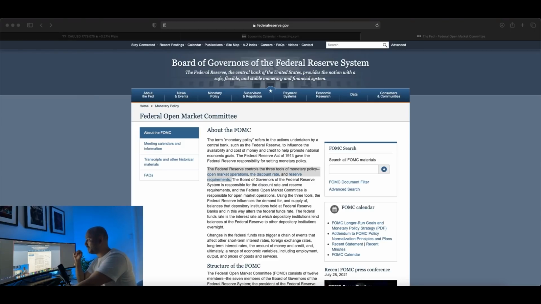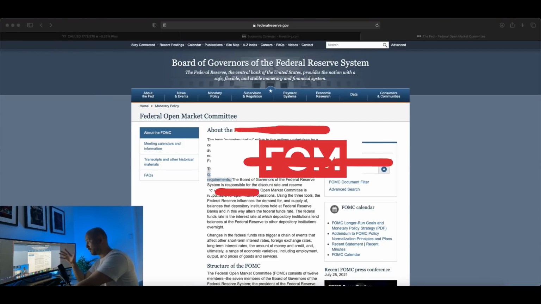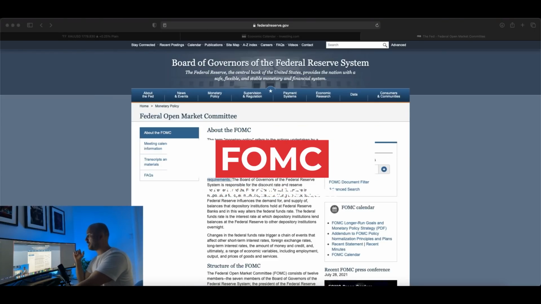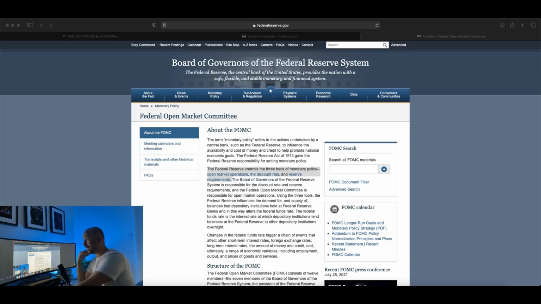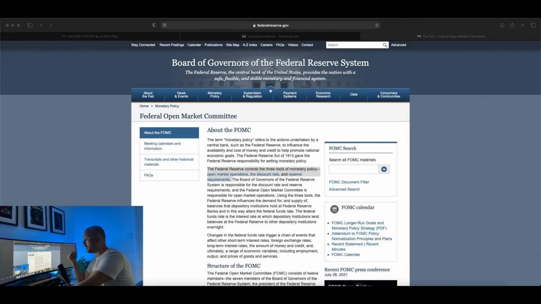Right, let's kick it off with understanding what the FOMC, or the Federal Open Market Committee, is. Now, you should know already that the Fed, or any given central bank in any given country, has the mandate to control the money supply in the economy. And they can do so by using three different things: open market operations, discount rate, and the reserve requirements. So the Federal Reserve controls the three tools of monetary policy. Again, open market operations, the discount rate, and the reserve requirements.